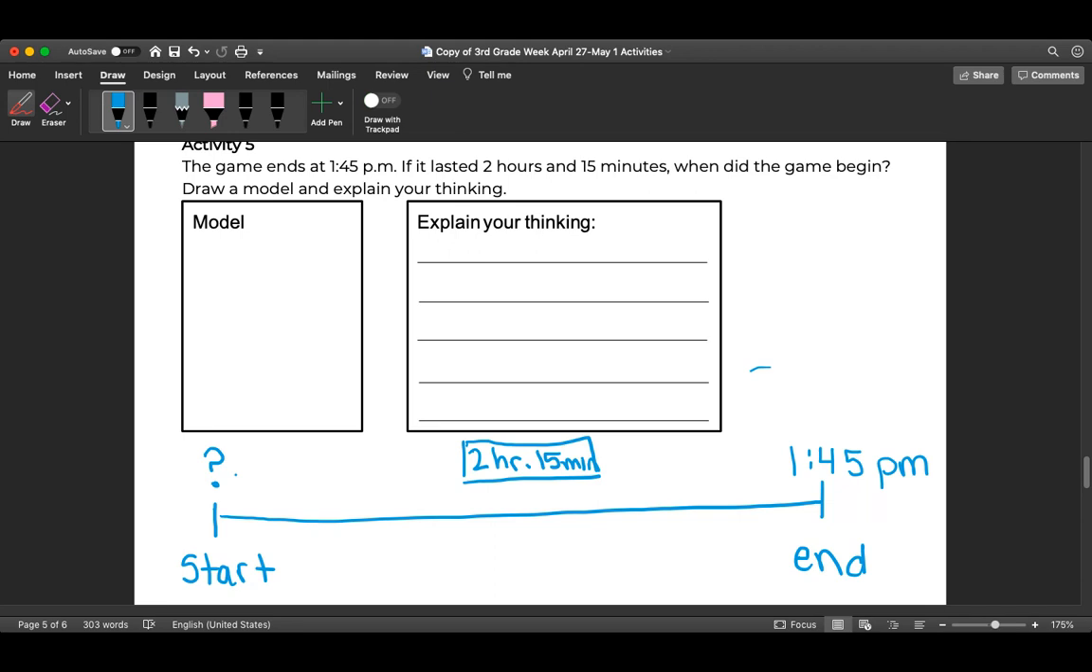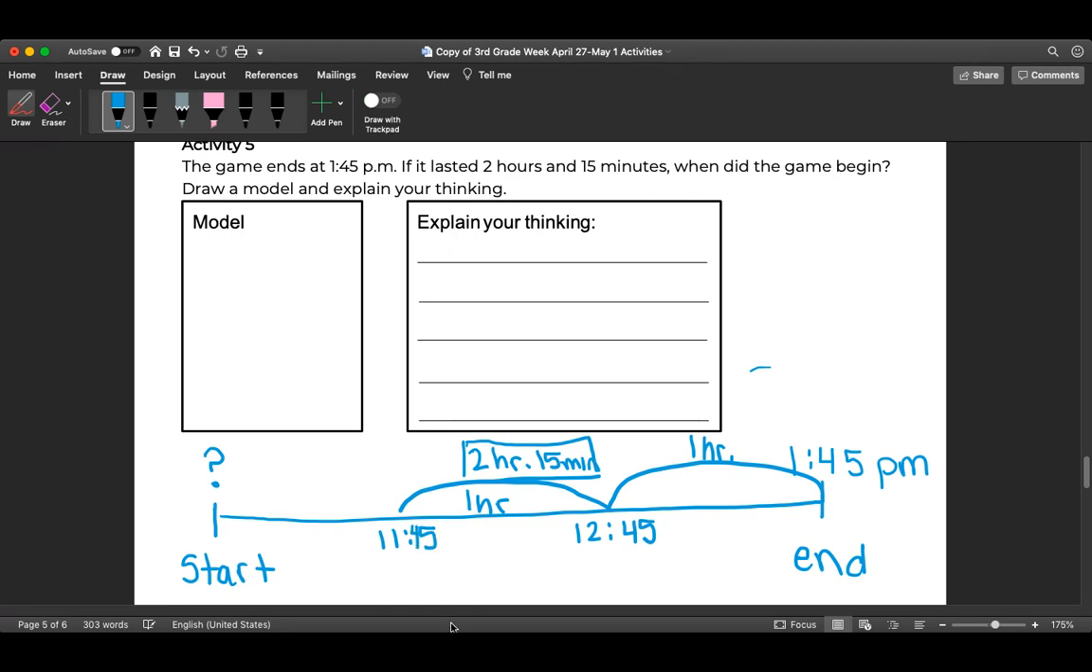So on this number line, we're going to count back 2 hours and 15 minutes. So if I go back 1 hour, 1 hour before 1:45 is 12:45. I'm going to go back another hour. We'll put 1 hour here. 1 hour before 12:45 is 11:45.